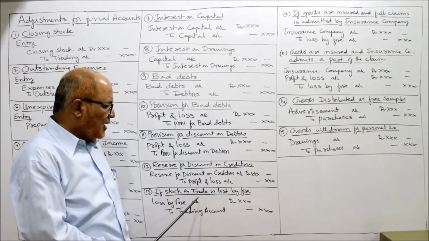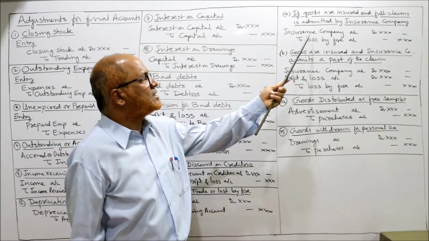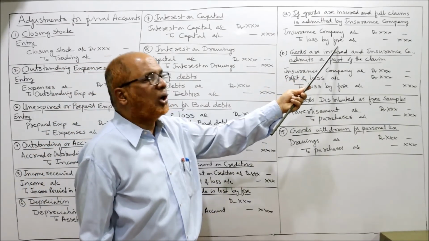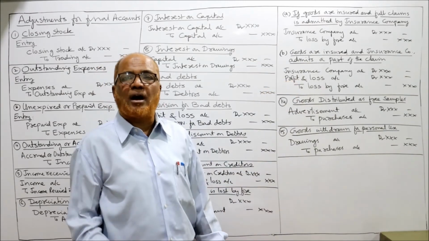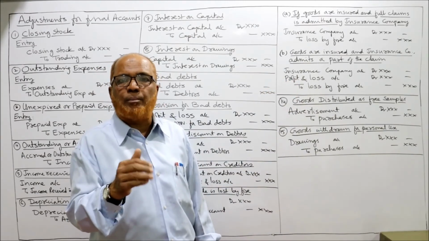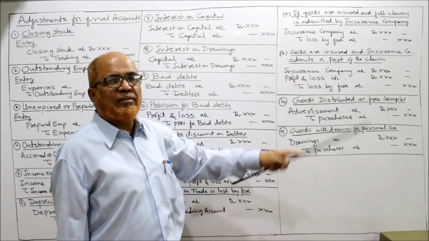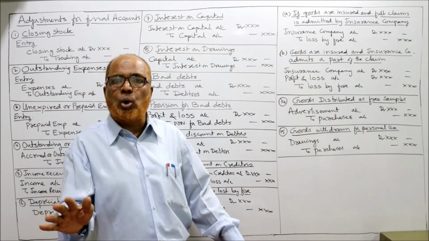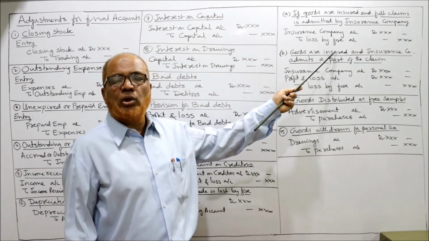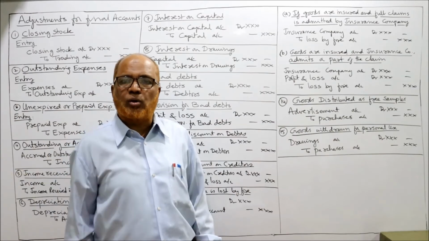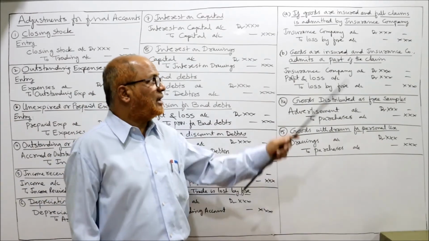So first entry, loss by fire account debtor to trading account. Second entry, insurance company account debtor to loss by fire. What is the impact? The amount due from insurance company will be shown on the asset side of the balance sheet. And this loss by fire is credited. First we have debited here, now we have credited, so loss by fire account will get closed. The amount due from insurance company will be taken on the asset side of the balance sheet.